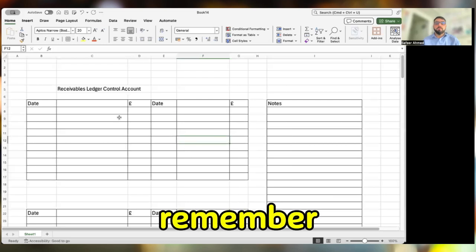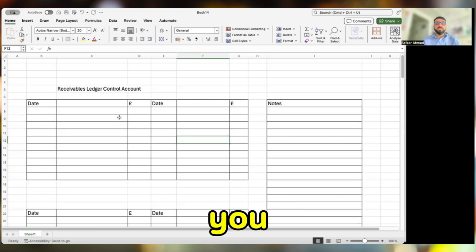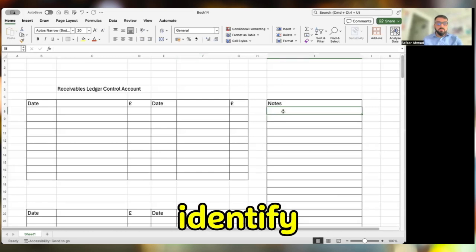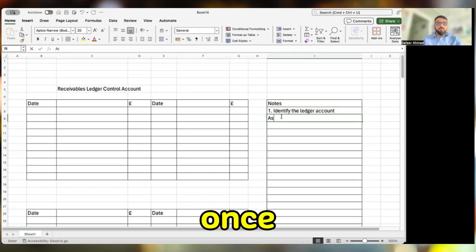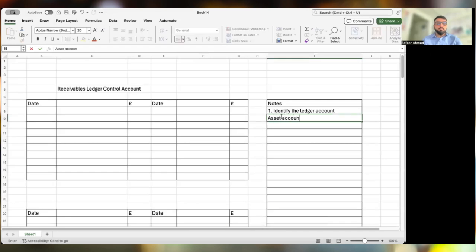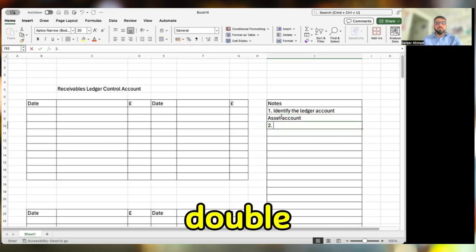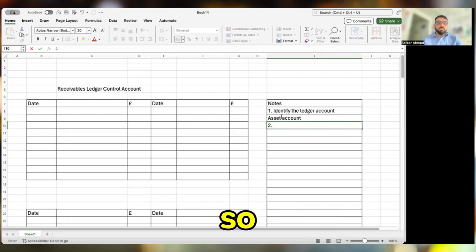Now, what you need to remember in relation to the receivable ledger control account, and how you should tackle this kind of question. First things first, you need to identify what type of ledger account it is. The receivable ledger is an asset account. Once you have established that, you need to look at the double entry bookkeeping rules in relation to it. So check the double entry rule.